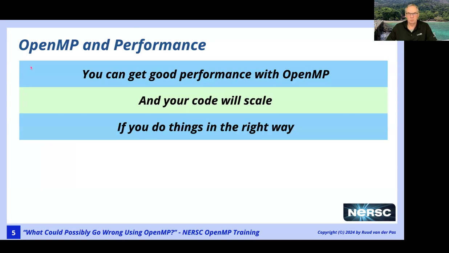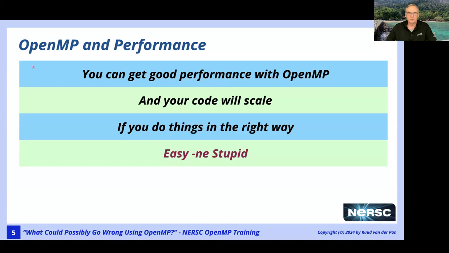OpenMP is a programming model. It sort of gives you the ingredients to make your own dish. And as you know from cooking, you can make really terrible dishes or really delicious dishes. It's up to you. And that's what I'm going to talk about. How do you make sure that the dish is right?